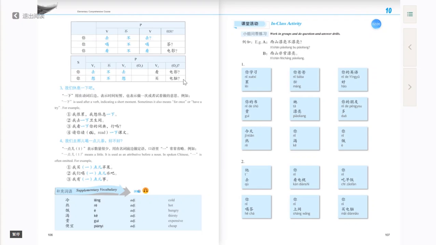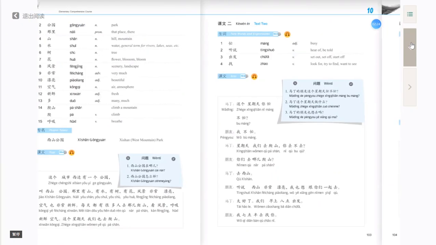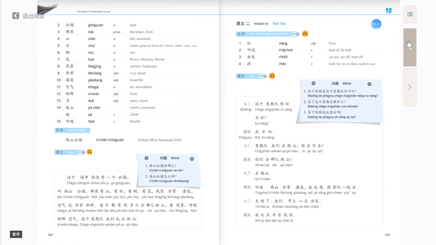Okay, so this is a new type of question which is called affirmative negative question. And when you're answering this kind of question, you directly say the affirmative part or negative part without saying 是 or 不是, because this is not a yes or no question. Okay, let's come back to text 2. And now please answer the 3 questions according to the content of text 2.